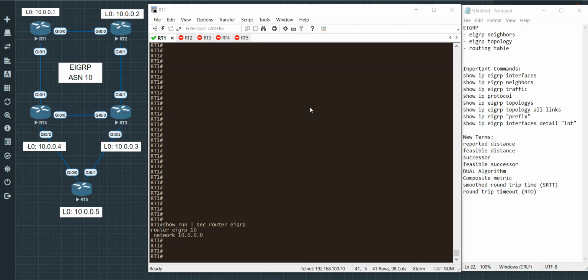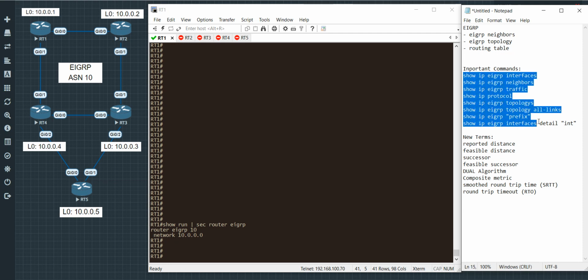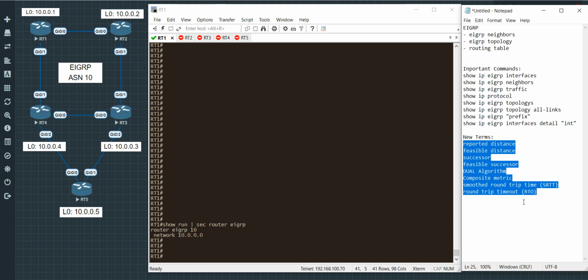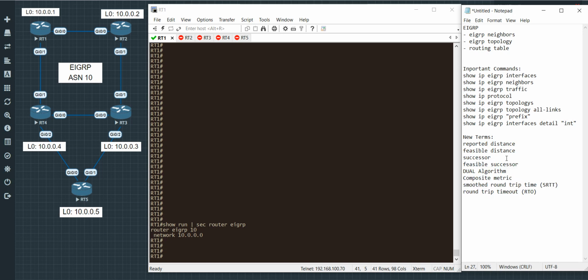In this session, we're going to be looking at some of the details of EIGRP. EIGRP has three main tables that it populates: the neighbors table, the topology table, and also the routing table. So we'll be looking at these three tables. I've also listed some of the commands that we're going to be using throughout this session, and also some of the terms that I'm going to be referring to during the session.